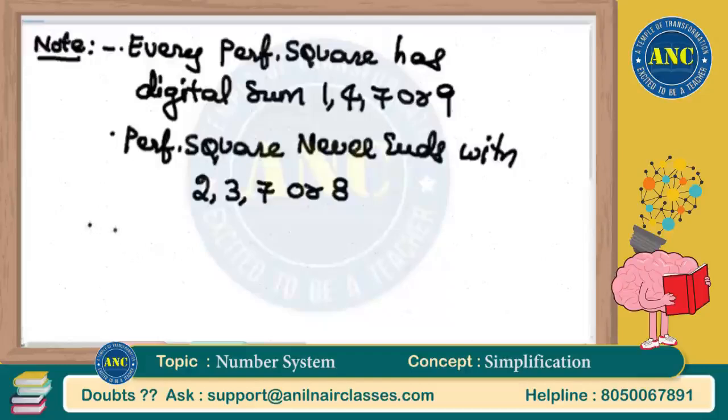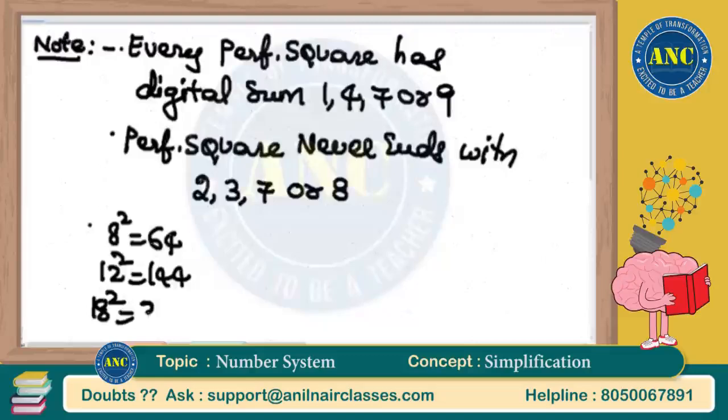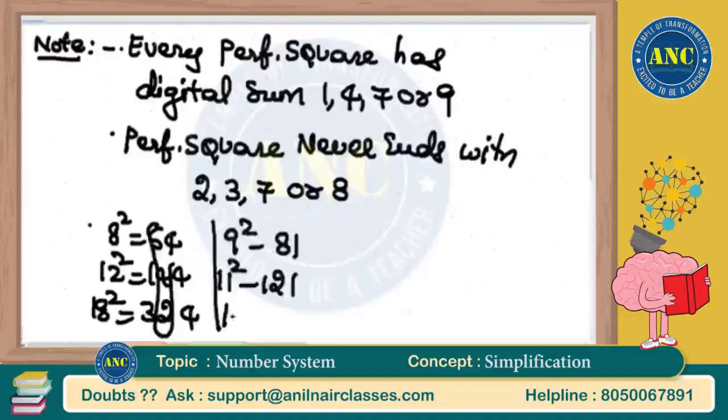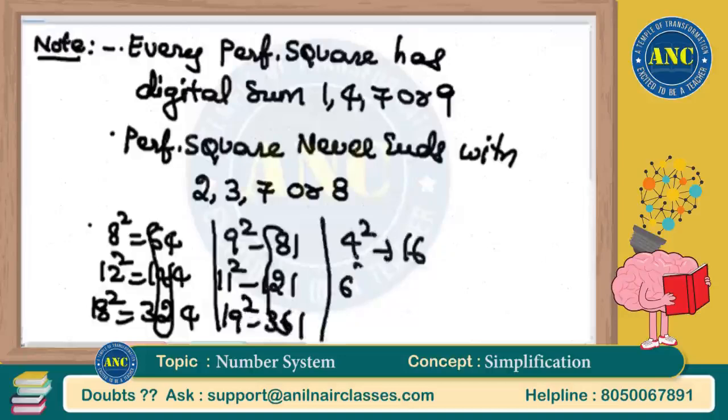Next one. If a perfect square is ending with 4, the tens place should be even. If a perfect square is ending with 1, for example 9 square is 81, 11 square is 121, 19 square is 361, the tens place should be even. Depending upon the unit digit, take it. If it ends with 6, for example 4 square is 16, 6 square is 36, 14 square is 196, the tens place is odd. Depending upon the unit digit, the tens place nature will be there.